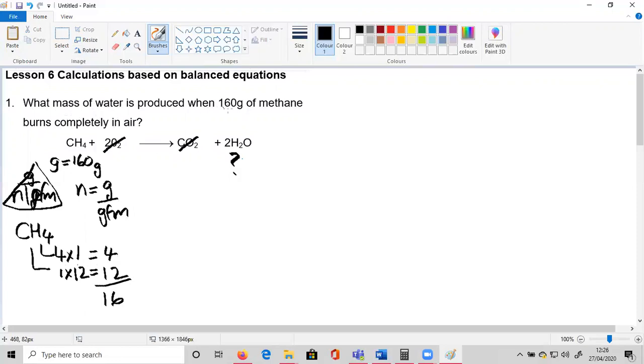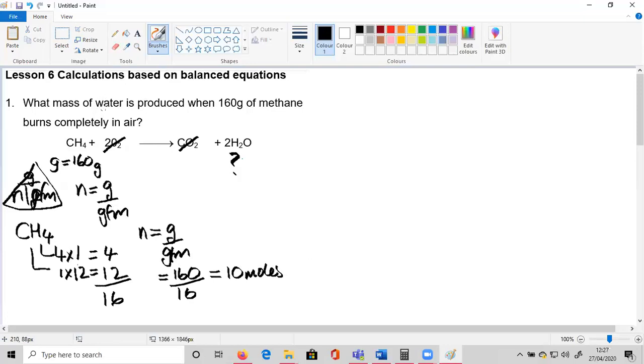The grams come from the question. So we've got 160 grams. So therefore, the number of moles is equal to mass over gram formula mass, which is going to be 160 divided by 16, which gives us 10 moles.